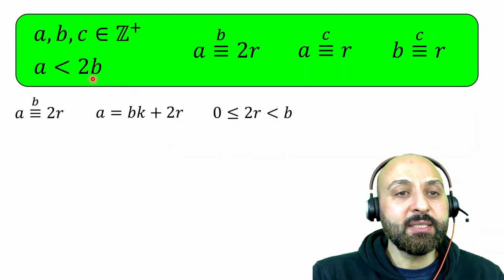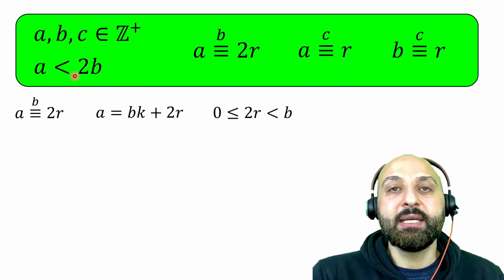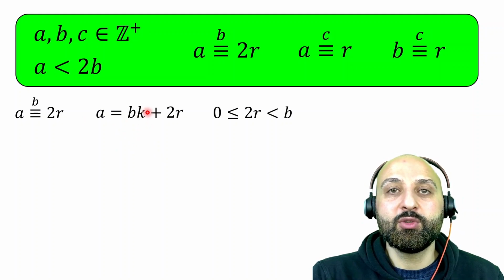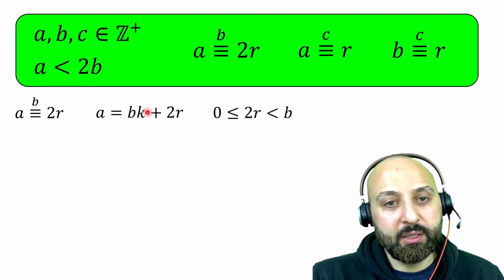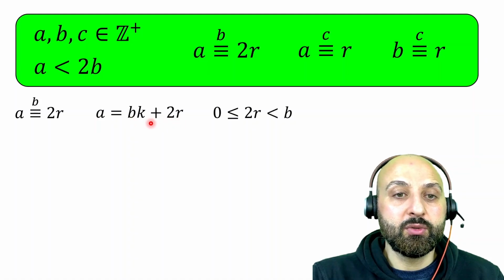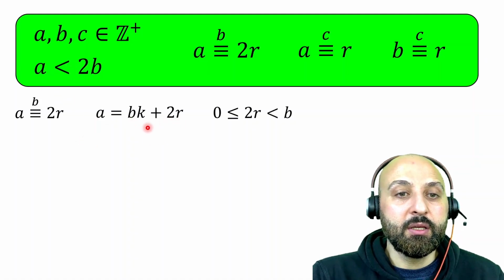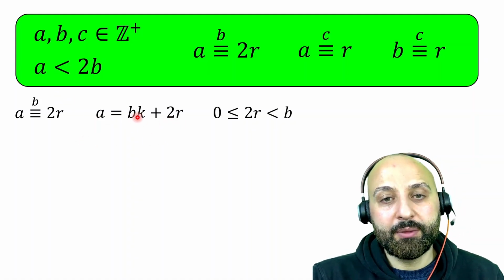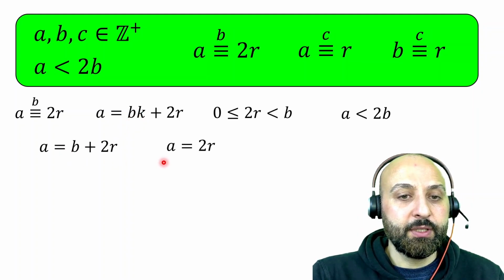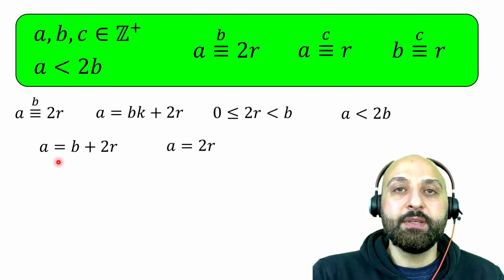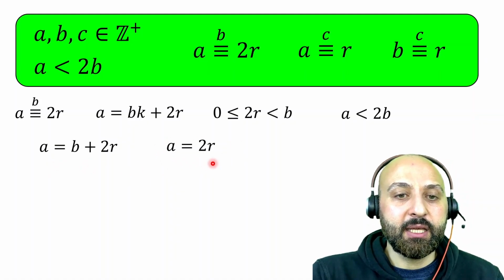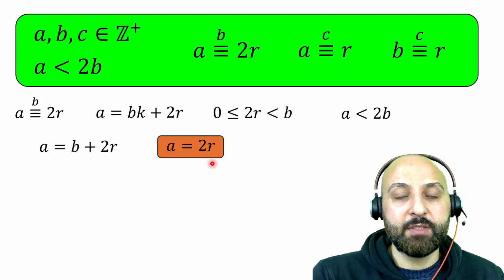But the exercise also tells us that a is less than 2b. So if a is less than 2b, that means k has to be either 0 or 1. Because if k is 2, then a will be 2b plus 2r, and this statement would not be correct. Therefore, k has to be either 0 or 1. So if it is 0, a will be 2r. If it is 1, a will be b plus 2r. Let's take this case, a is equal to 2r, and we see what we obtain.